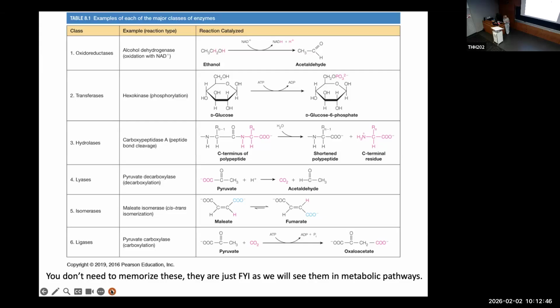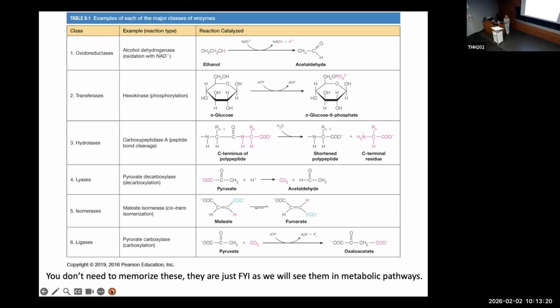Lyases are groups that decarboxylate, so they break a carbon-carbon bond. In this case, we're releasing a carbon dioxide. And that's sort of the opposite of a ligase. A ligase is going to make a carbon-carbon bond, so ligation there. And then an isomerase is an enzyme that catalyzes just a change in form of the substrate. So we're not changing the atomic composition there, we're just changing its structure, essentially.